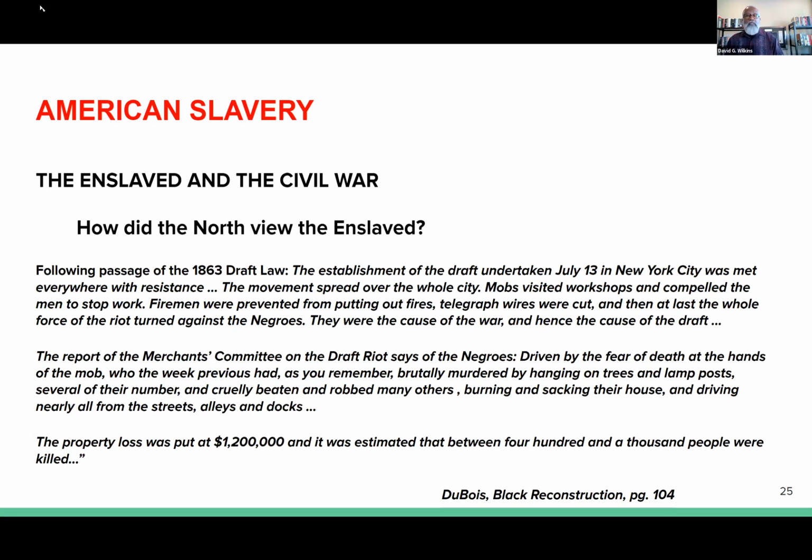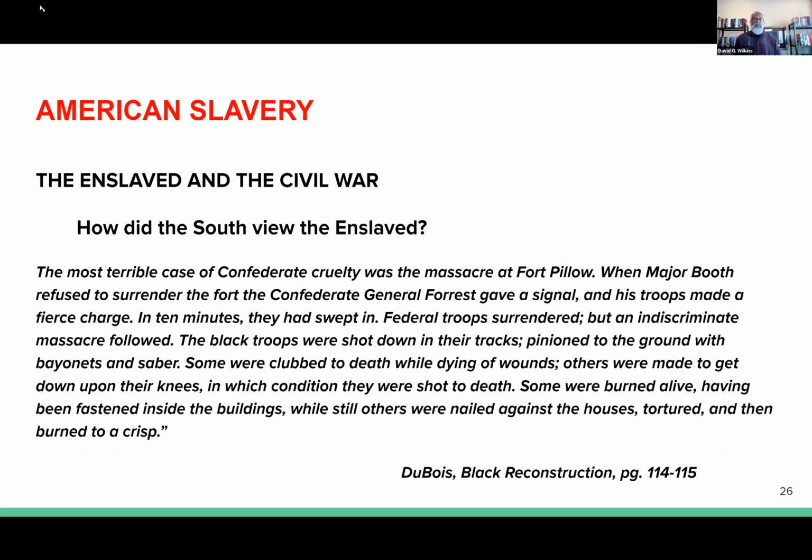So this was the North, and this was the racism that Lincoln was certainly aware of, and that most free people of color were aware of. In this particular instance, anti-Black violence perpetrated in retaliation for a Union military policy. How did the South view the enslaved?